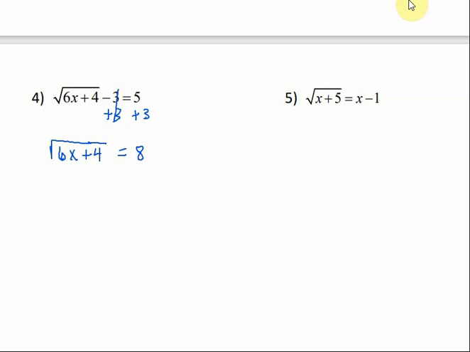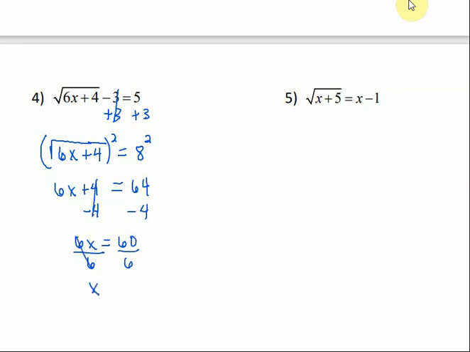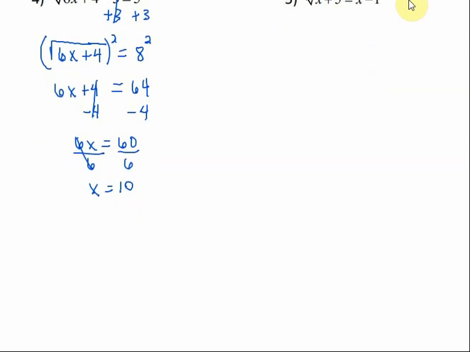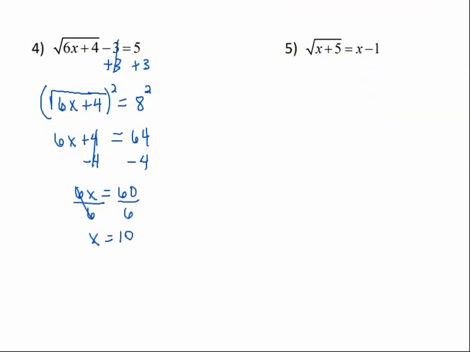Now that I have the radical by itself, I can square both sides of the equation. When I square the square root, it cancels out. And 8 squared would be 64. All right, so now I'm going to get the x by itself. I'm going to subtract 4 from both sides. And I get 6x equals 60. Divide both sides by 6. And x equals 10. All right, so let me check that.